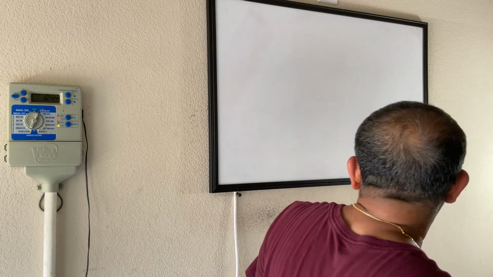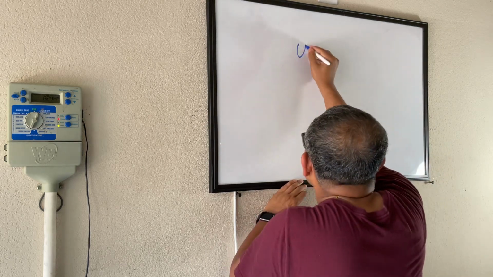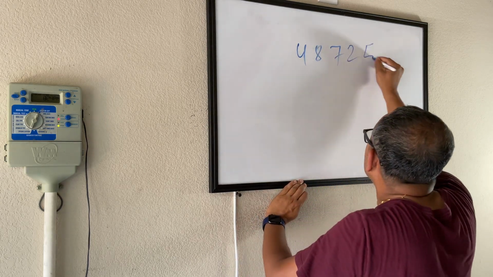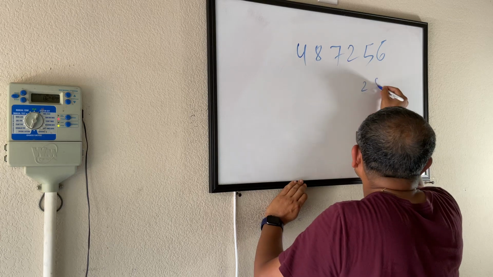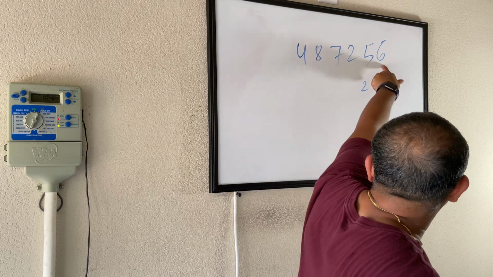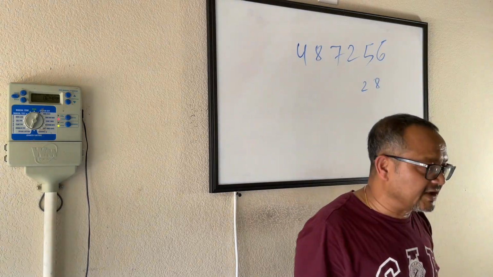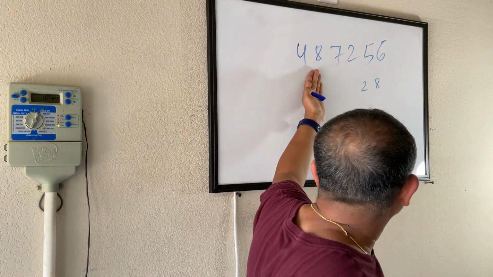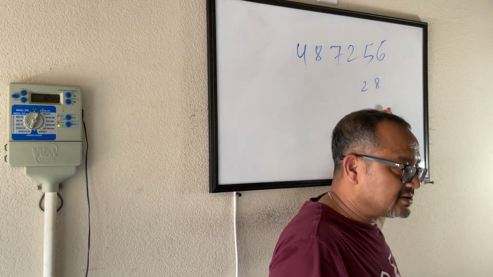So the first thing we talked about was, if you have two numbers with different number of digits, it's easy to figure it out. If somebody says 487256 and 28, which one is bigger? No question asked. This has 6 digits, it has 2 digits. No point comparing even. This one is talking about 100,000 and you talk about 28.